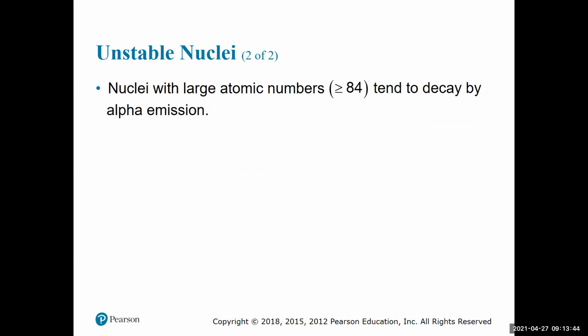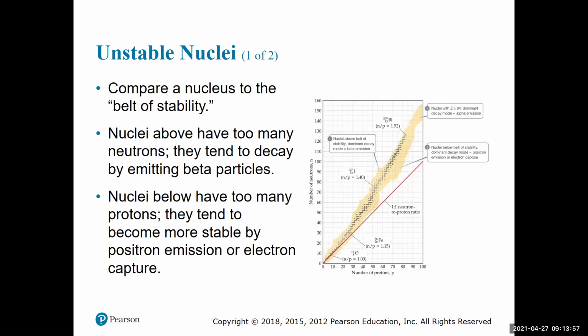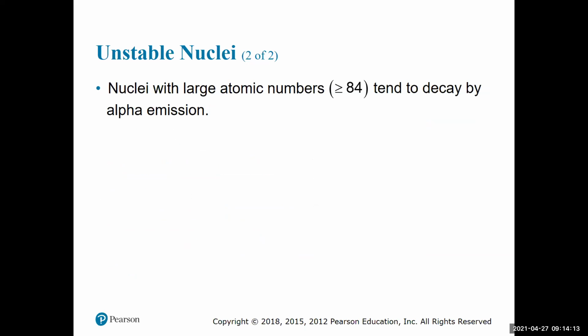The other thing is that nuclei with atomic numbers greater than 84 tend to decay by alpha emission. And we go back to here, and that's what we see up at the top. So once we get above 84, you have decay occurring.